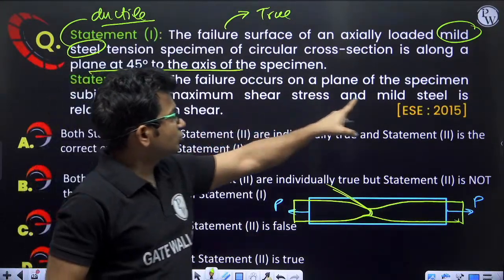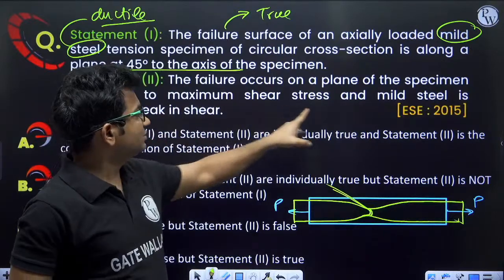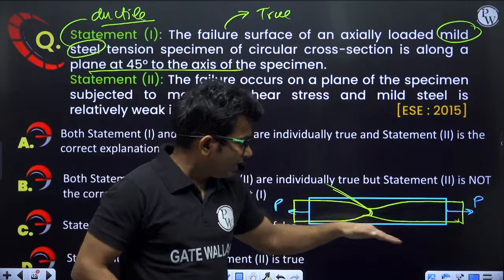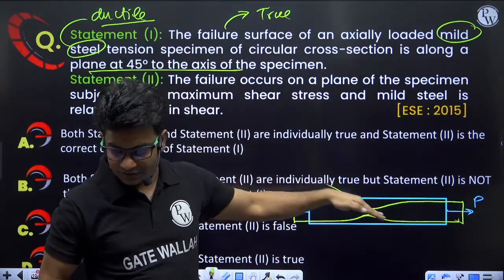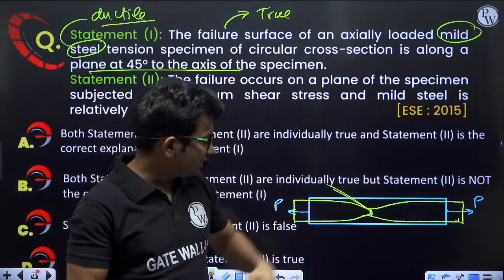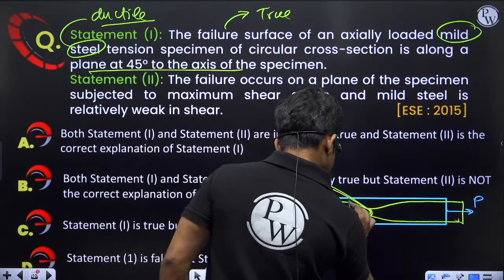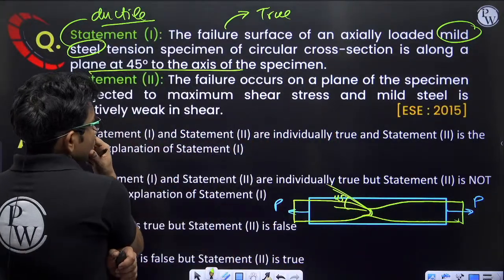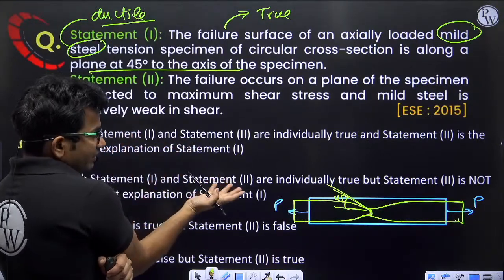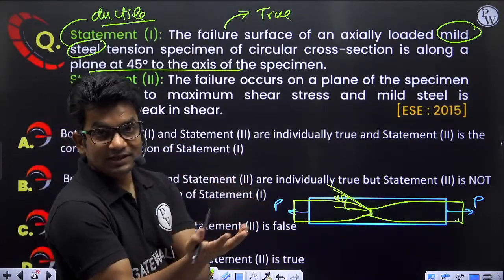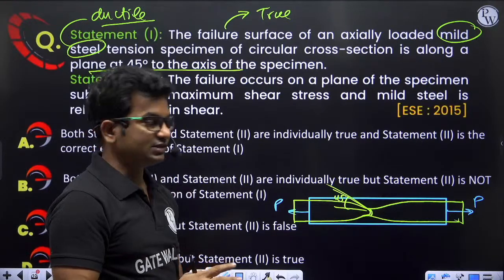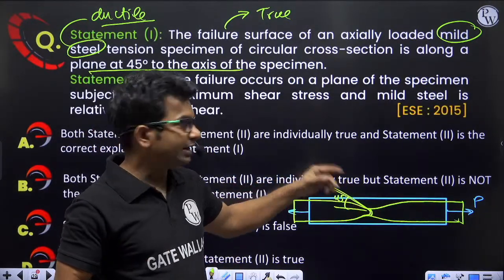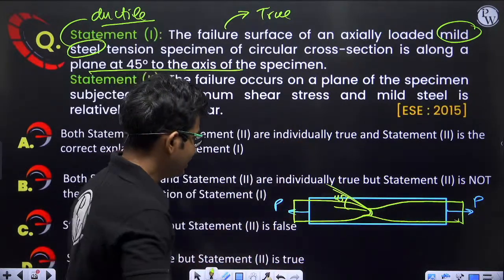The failure occurs on a plane of specimen subjected to a maximum shear stress. So tension is applied like this. At 45 degree we will be having maximum shear stress. So at 45 degree shear stress is maximum. Mild steel is relatively weak in shear. Yes, mild steel is a ductile material. Ductile material is weakest in shear. So along this plane, shear is maximum and it is weakest in shear. So failure is taking place along this.